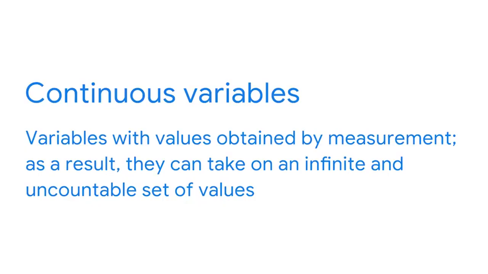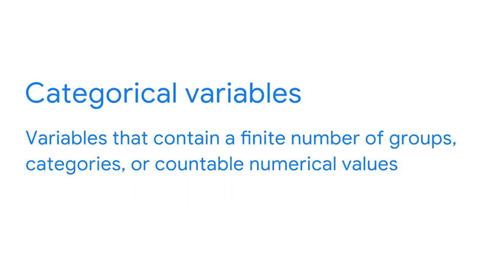Earlier, you learned about types of features, or variables, called continuous and categorical. Remember, continuous variables are variables with values obtained by measurement. As a result, they can take on an infinite and uncountable set of values. Categorical variables, on the other hand, are variables that contain a finite number of groups, categories, or countable numerical values. Your process for feature engineering will be changing and altering these variables with the end goal of using them to train a model. This can often be a challenging process.